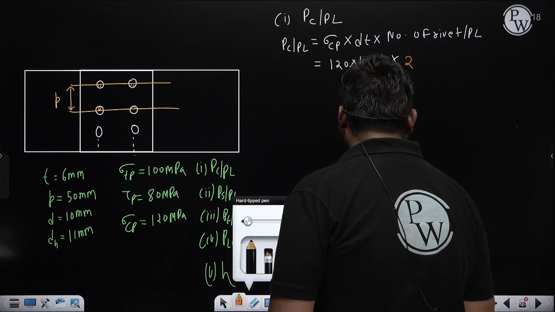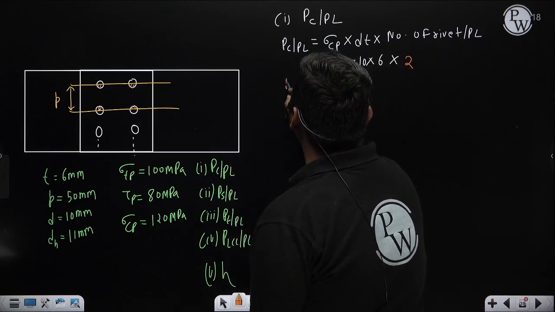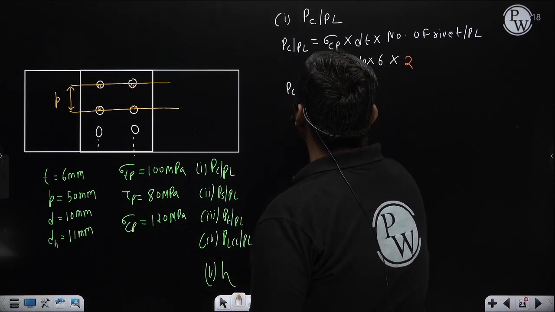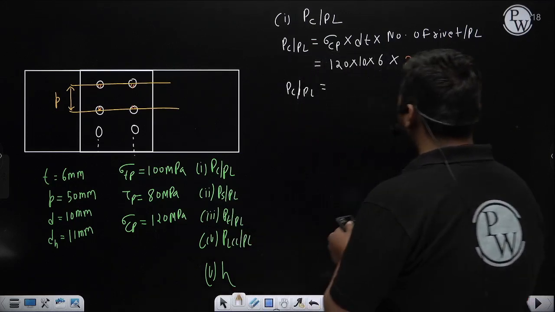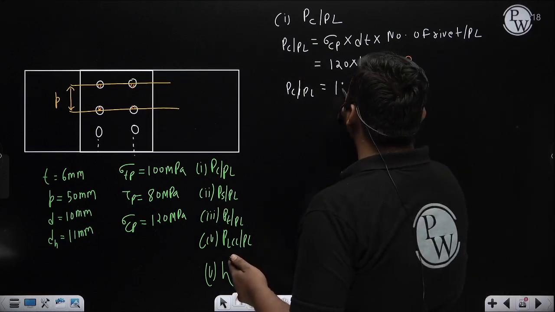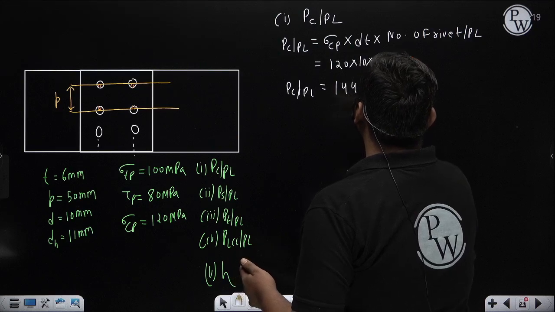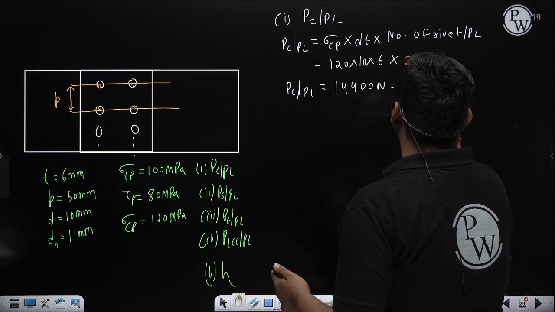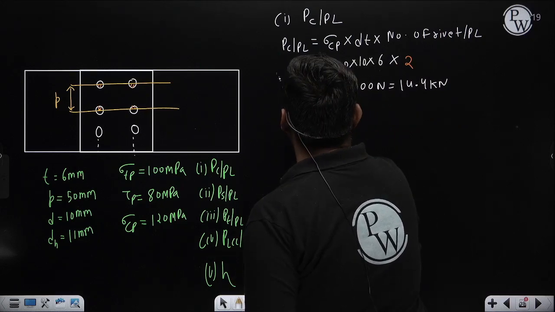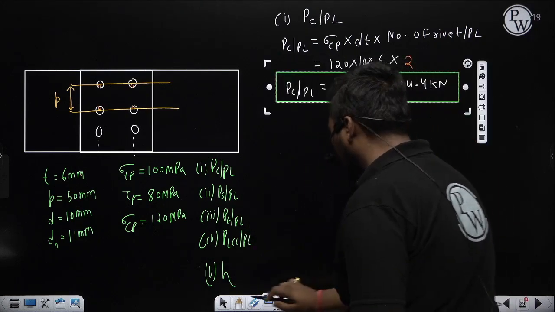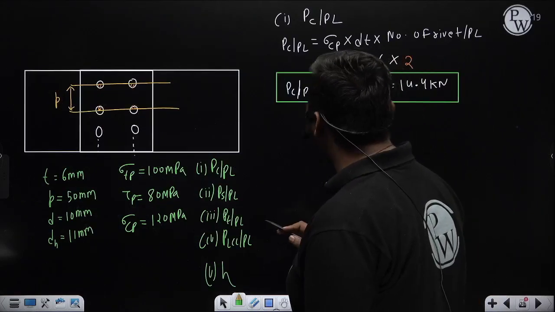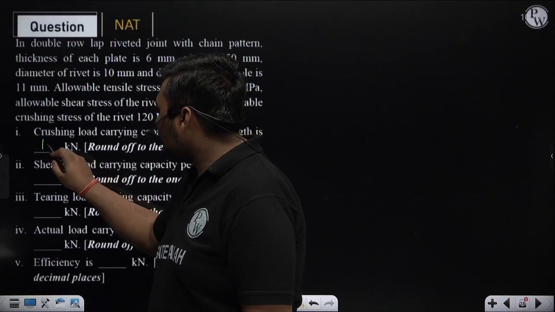So we get the value of the crushing load carrying capacity per pitch length. After solving, 120 into 10 into 6 into 2 comes to 14400 newton, which in kilonewton is 14.4 kilonewton. So the first answer, the crushing load carrying capacity per pitch length, is 14.4 kilonewton.